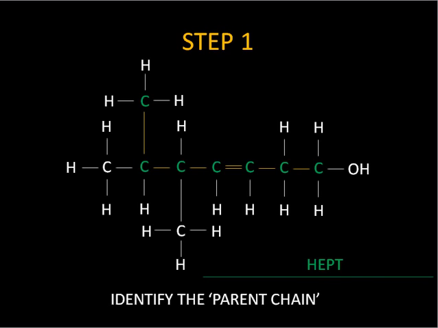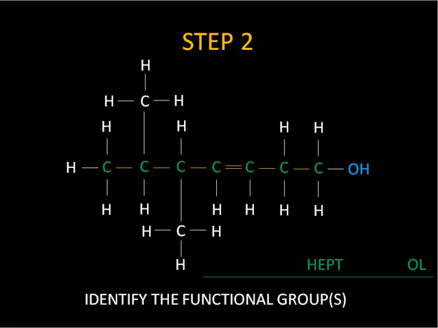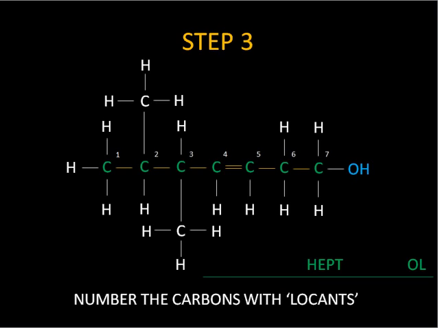So anyway, on to step 2. Identify the functional groups, if there are any. And in our example here, we see that we have an OH functional group at the end. And that's how we can tell that it's an alcohol. So now, we have hept and we have ol, but there is still some stuff in between, so without further ado, let's move on to step 3.